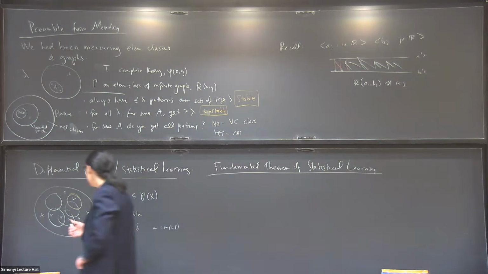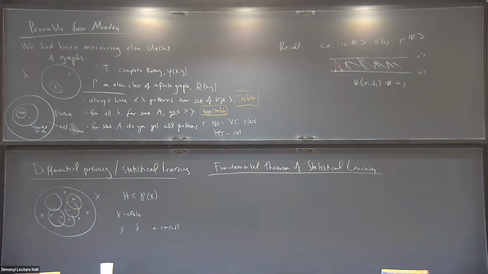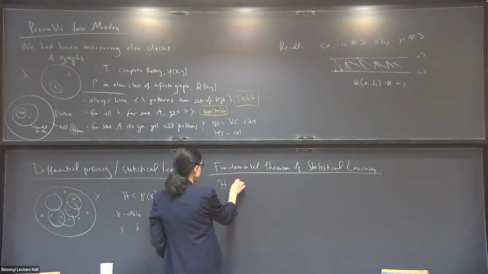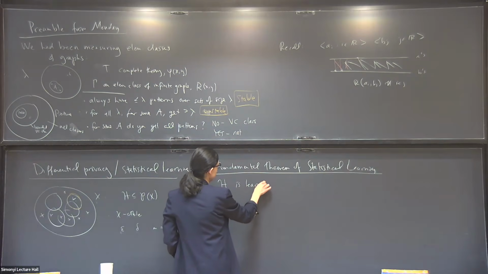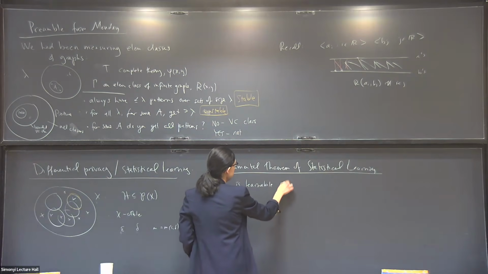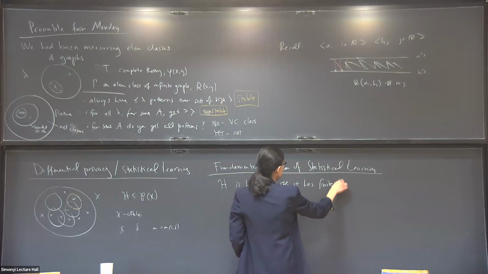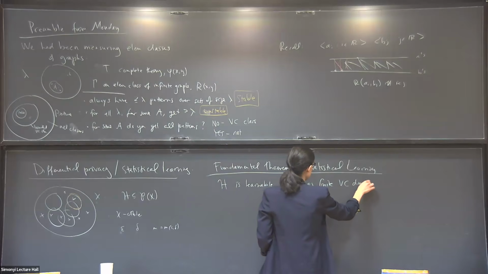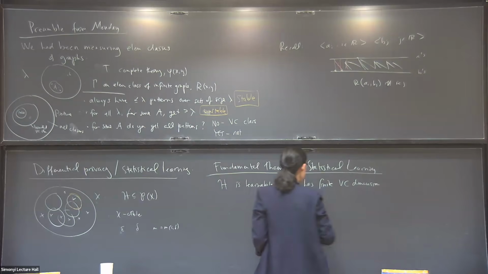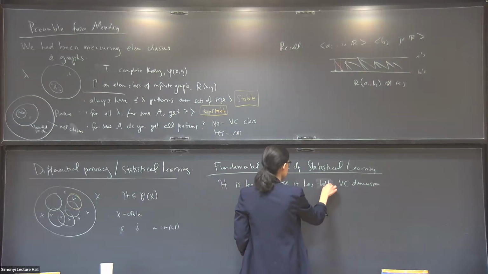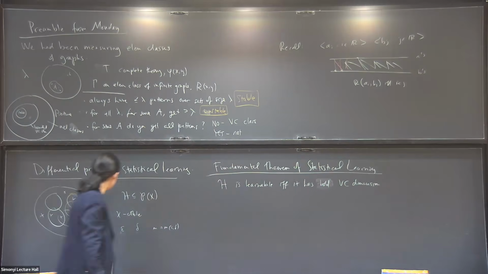A characterization of exactly when such a class is learnable in terms of a combinatorial property of the class, which is: the class is learnable if and only if it has finite VC dimension. Or I guess I should say bounded VC dimension.